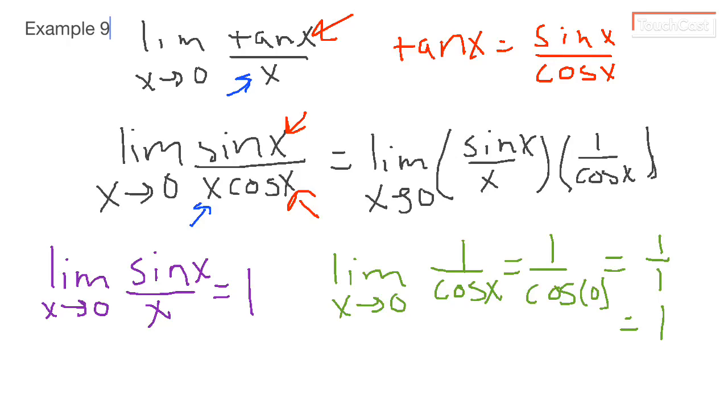So now to finish this limit, this is a product of two limits. We can just take our 1 from our first limit, and we can multiply that by our 1 from our second limit, and 1 times 1 is just 1. So the limit of tangent of x over x is going to just give us 1 as x approaches 0.